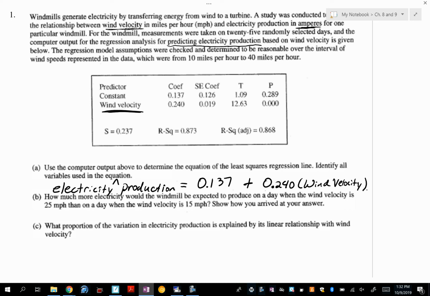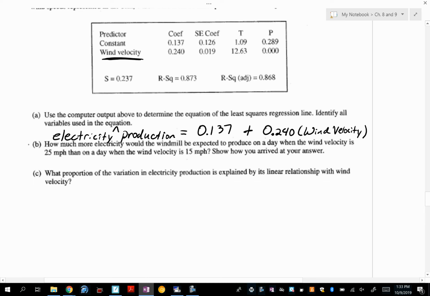All right, now part B. How much more electricity would the windmill be expected to produce on a day when the wind velocity is 25 miles an hour compared to a day when the wind velocity is 15 miles per hour? Now, there's two ways to do this. I'm going to go down here to do B. All right, personally, what I see is that the difference between those two wind velocities is 10 miles per hour. That's the way I see it.